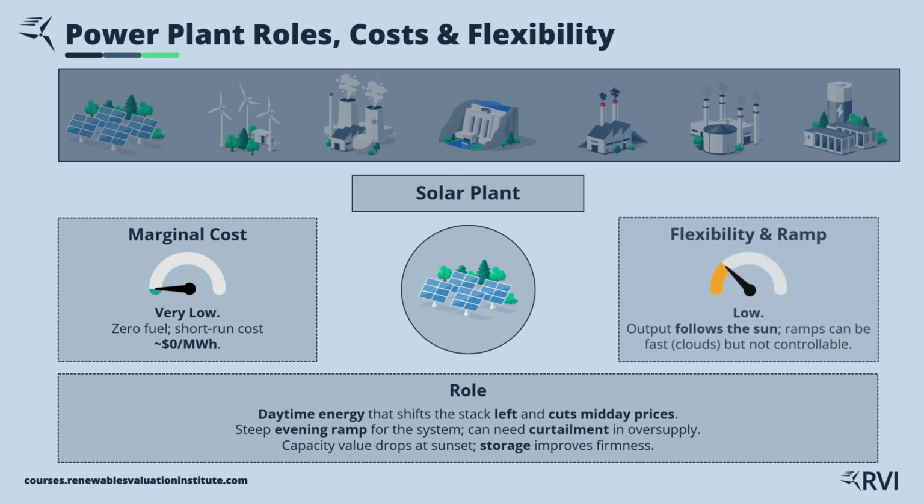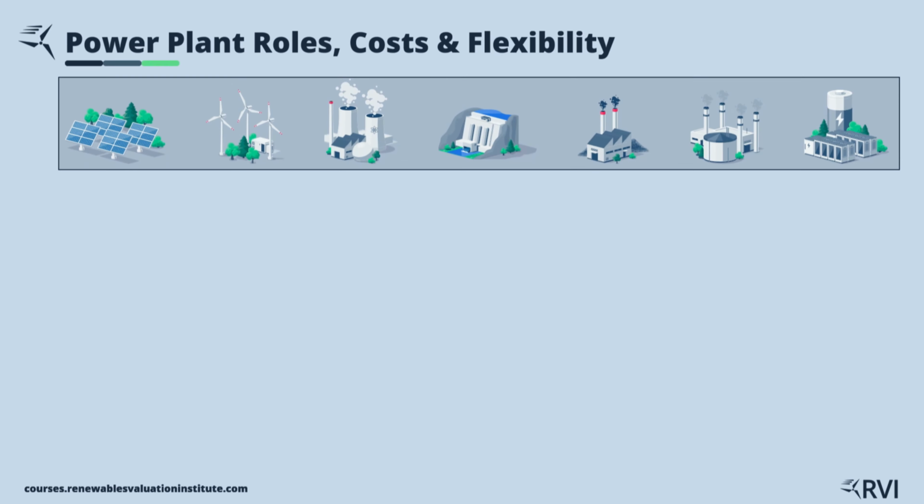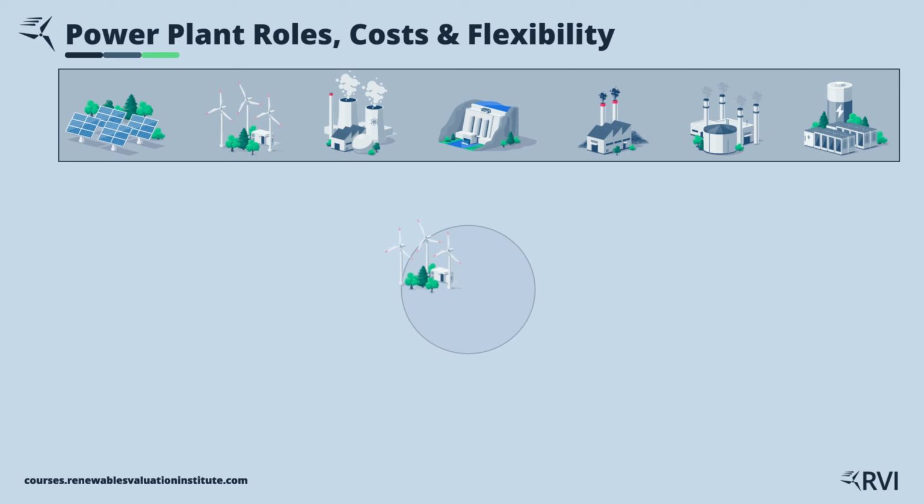Flexibility is low because output follows the sun. We can't dispatch it on command. Ramps can be fast with passing clouds, but that's weather driven, not operator driven. So solar adds variability that the rest of the fleet or storage has to balance. Solar pulled the midday price down.